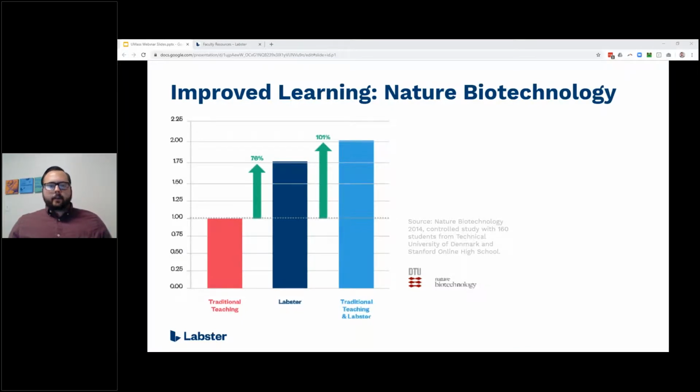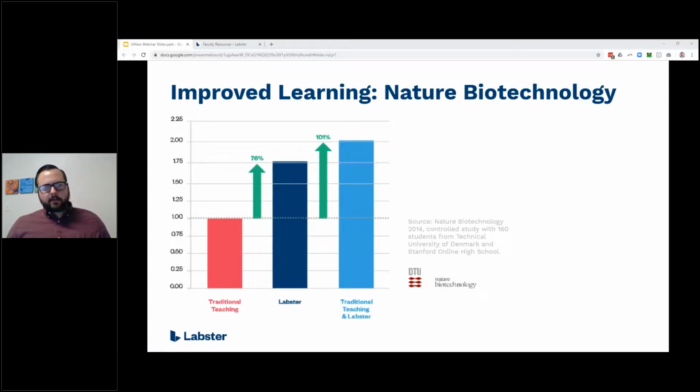The last thing that I wanted to cover just at a high level here is the research behind Labster. And I can send this to anyone who's interested in looking further into it afterwards as well. But this was actually our first publication in Nature Biotechnology. And this showed the improvements in learning outcomes with the implementation of Labster. So here they took 2 groups of students and taught them the same exact material. One group using those traditional teaching methods and one group using Labster. The study showed a 76% higher increase in knowledge for the group that used Labster compared to that group that learned the same exact material in lecture.